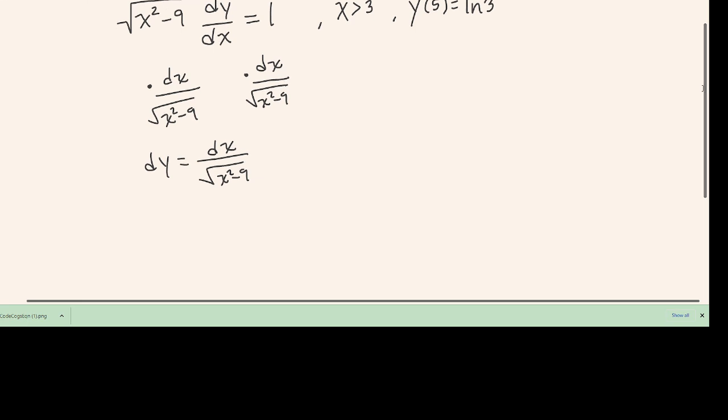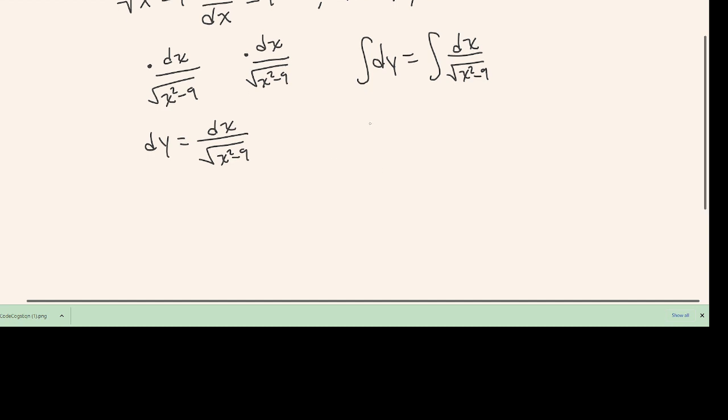Now we can integrate both sides. The integral of dy is equal to the integral of dx over the square root of x squared minus 9. What we'll get is y is equal to the integral of dx divided by square root of x squared minus 9.